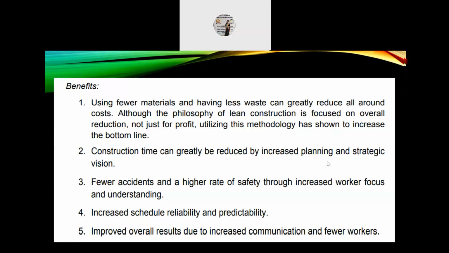Number two, construction time can greatly be reduced by increasing the planning and strategic vision. Number three, fewer accidents and a higher rate of safety through increased worker focus and understanding. Number four, increased schedule reliability and predictability. Number five, improved overall results due to increased communication and fewer workers.